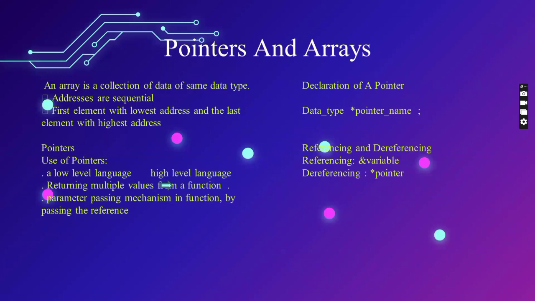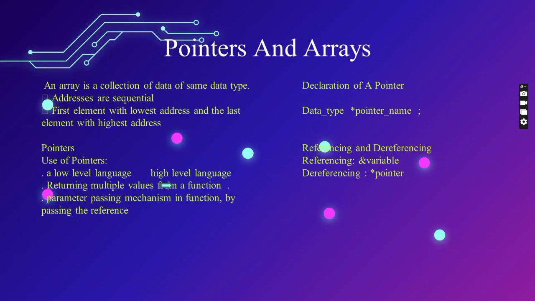So we have the pointers and arrays. An array is a collection of data which has the same data type. The array has its elements stored sequentially. The first element usually has the lowest address, and the last element of the array usually has the highest address. We have pointers. Pointers are variables used to store the address of another variable. Pointers are used to make C programming behave like a high-level language from a low-level language.